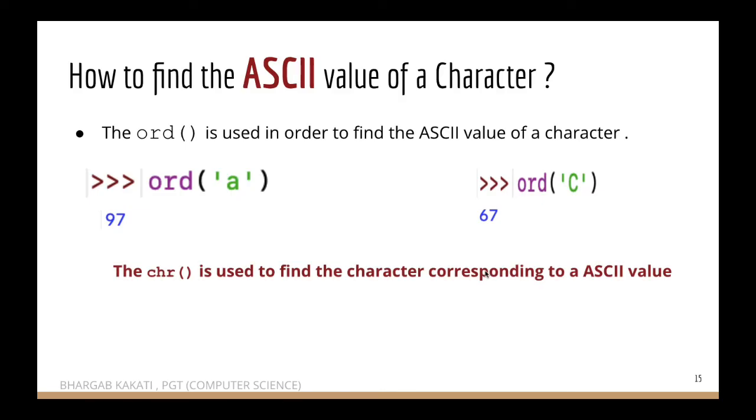Now if I know the value and I want to find out the character associated with that ASCII value, I can use the chr function. The chr function is used to find the character corresponding to an ASCII value. For example, chr(65) will result in capital A. chr(103) will result in g. We can go back to the ASCII chart and match whether it is giving us the correct result or not.